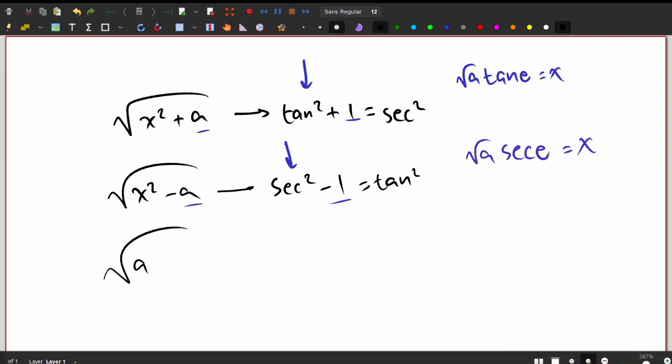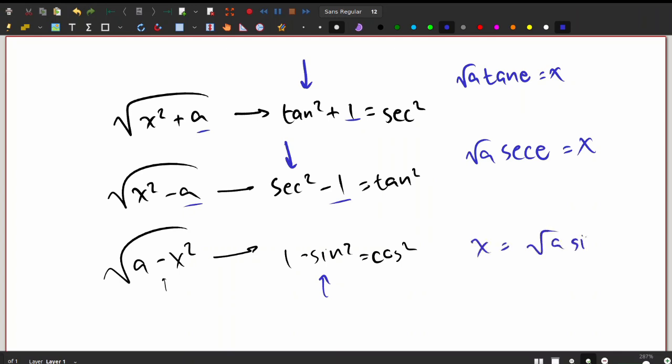Finally, there's the case of a minus x squared, so here x is actually negative. Now this is reminiscent of the most basic trig identity where 1 minus sine squared theta is equal to cos squared theta. Now we're going to use a very similar substitution, so we're going to say x is equal to sine theta, and we're going to say x is equal to root a sine theta, so everything here will simplify out into a cosine squared.